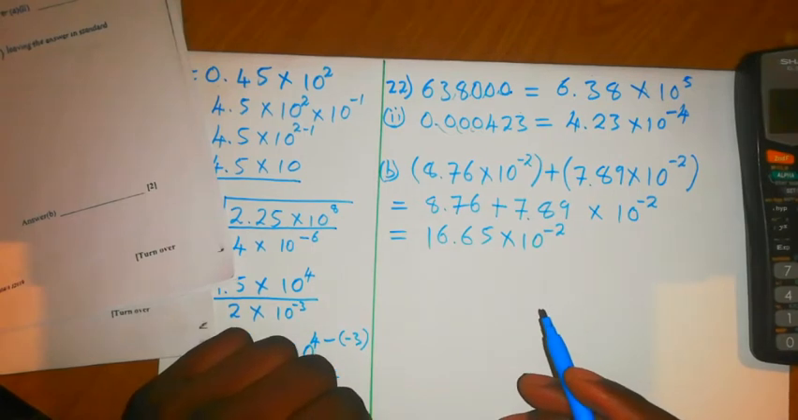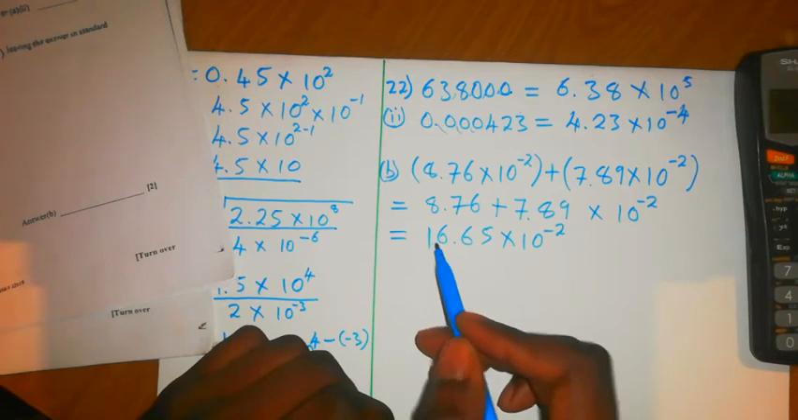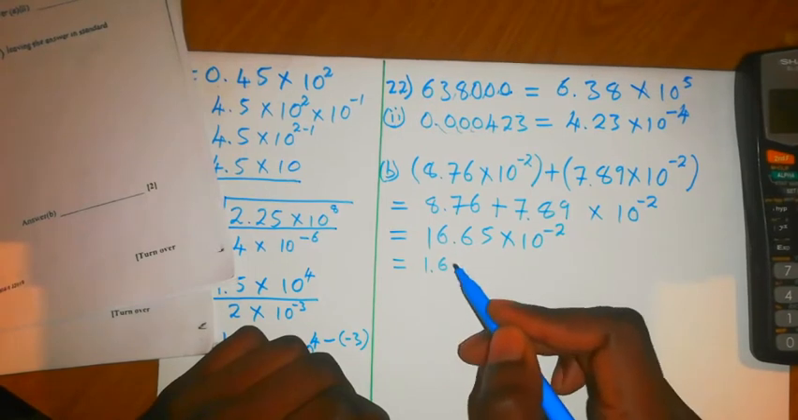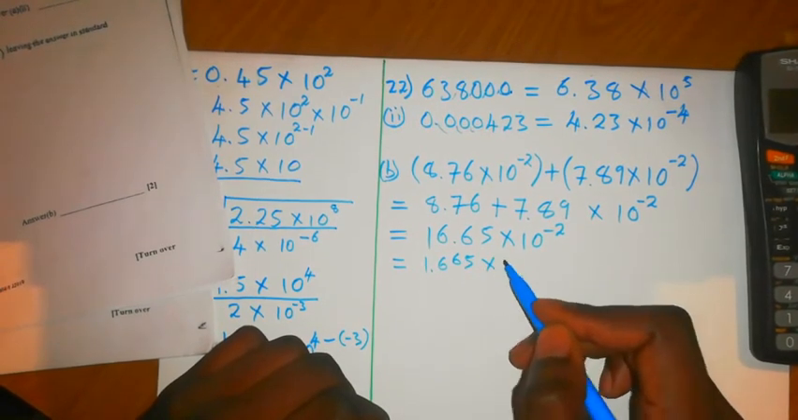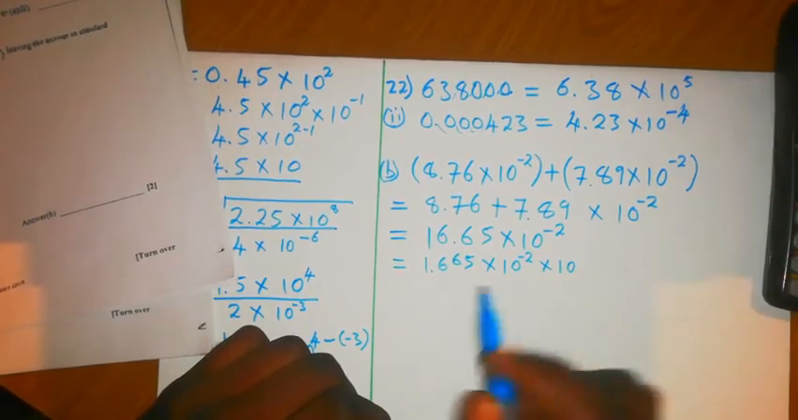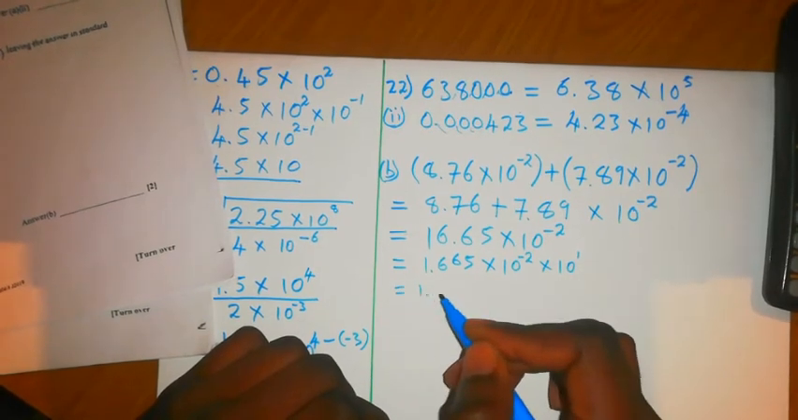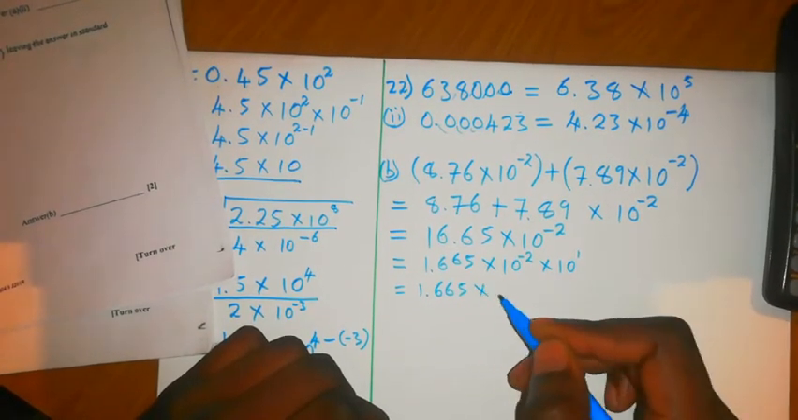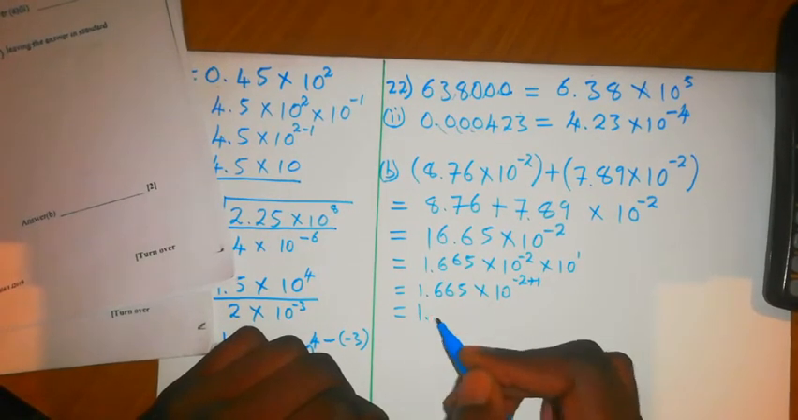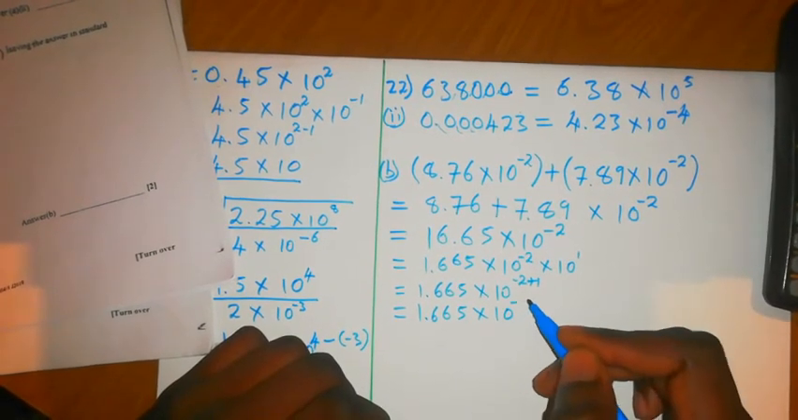Now, since we said standard form range is between 1 and 9.9, our standard position is this one. This number is not in that range, so we're going to say it's equal to 1.665 times 10 to the power negative 2 times 10 to the power, our comma moved one time. So it's equal to 1.665 times 10 to the power negative 2 plus 1. Our final answer is going to be 1.665 times 10 to the power negative 1.